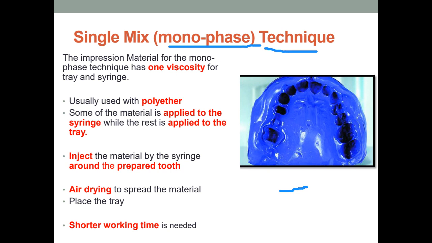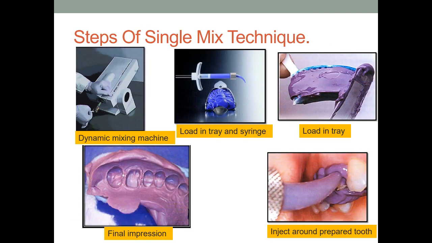Compression materials in the monophasic technique have one viscosity for the tray and the syringe. Usually polyether is applied to the syringe while the rest is applied to the tray. Inject the material with the syringe around the prepared tooth, air dry and spread the material. Place the tray, and it has a short working time. We are going to see all these steps in the further slides.